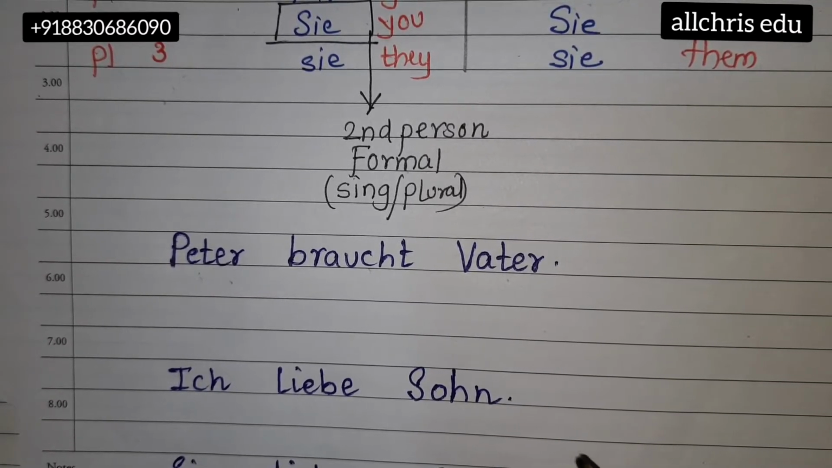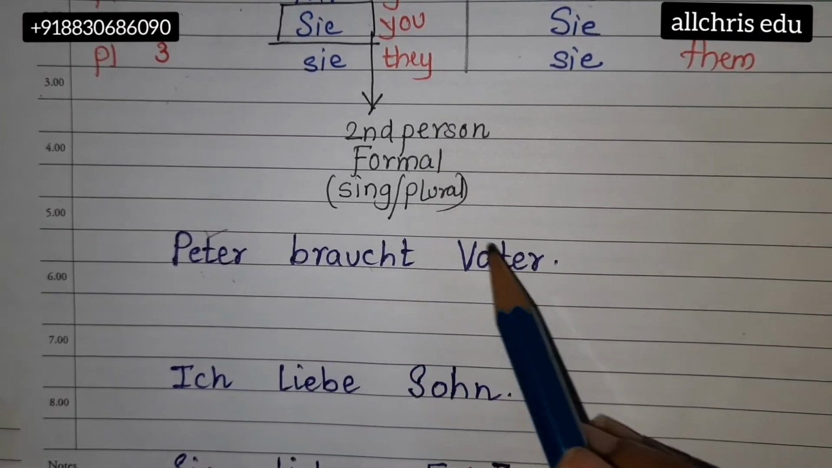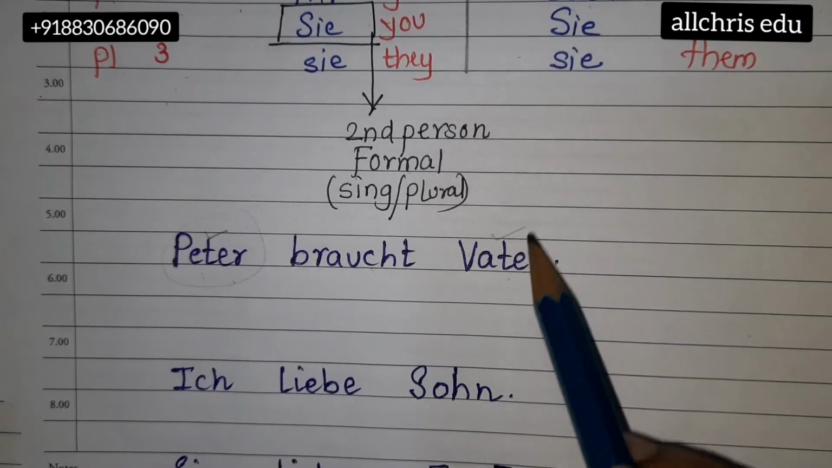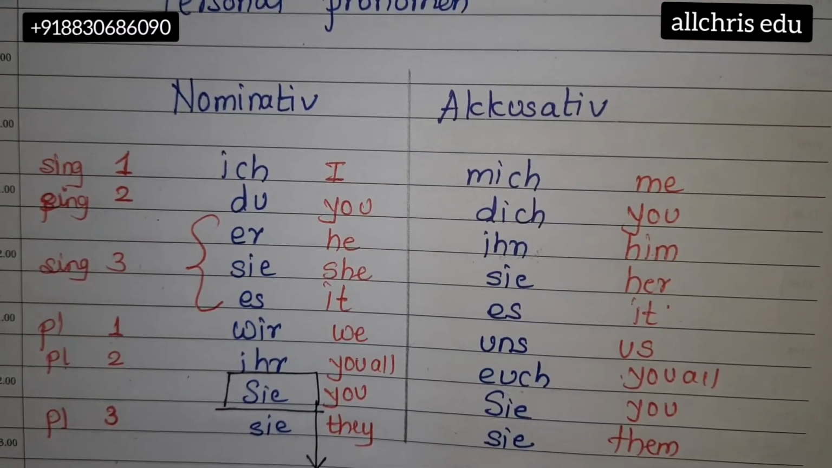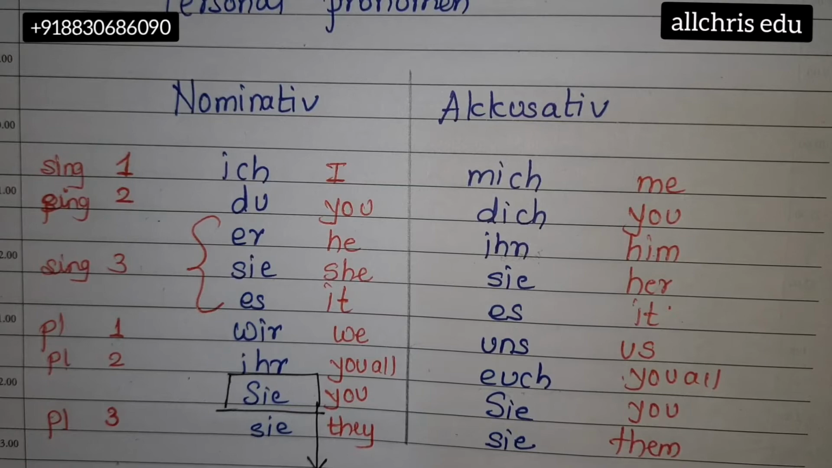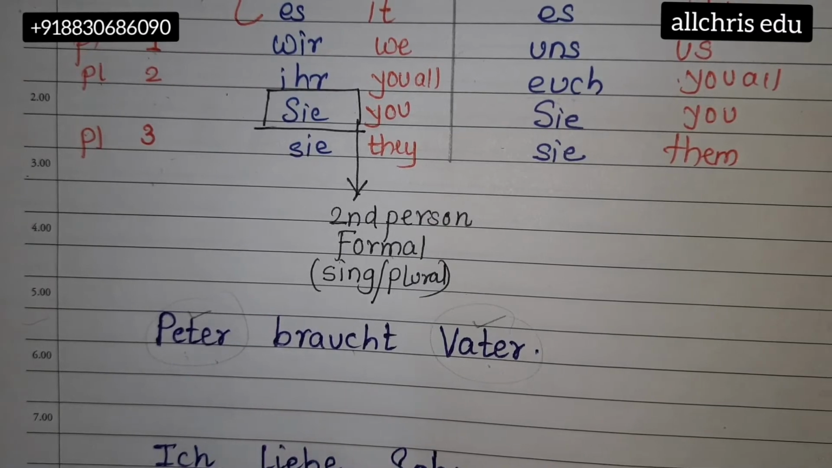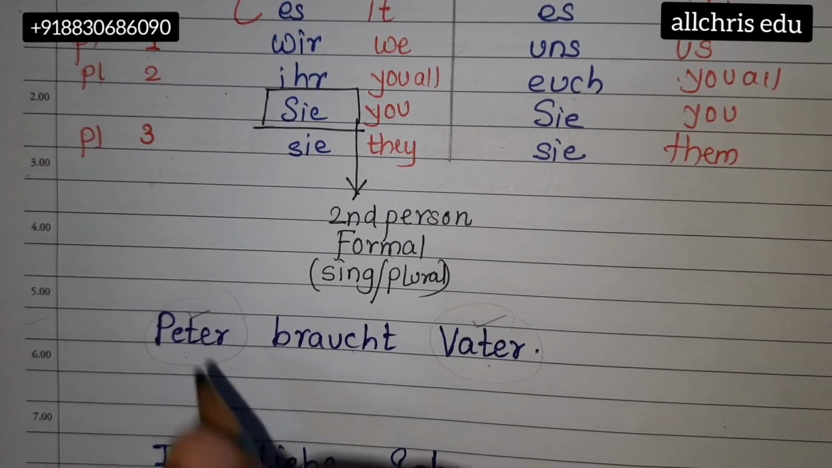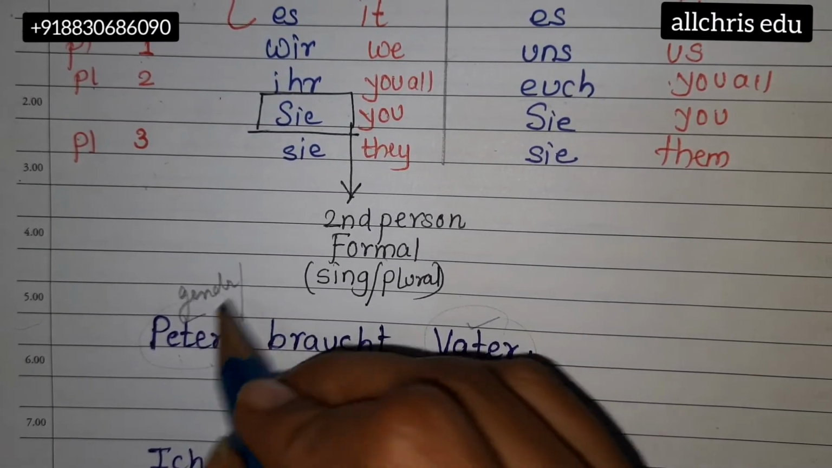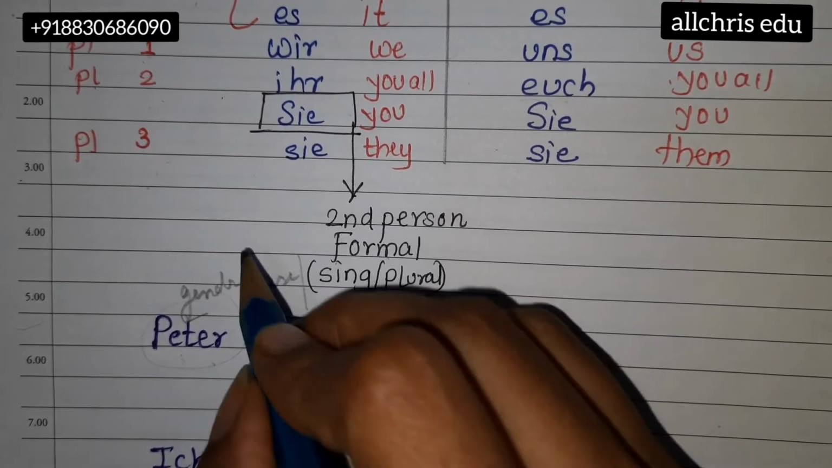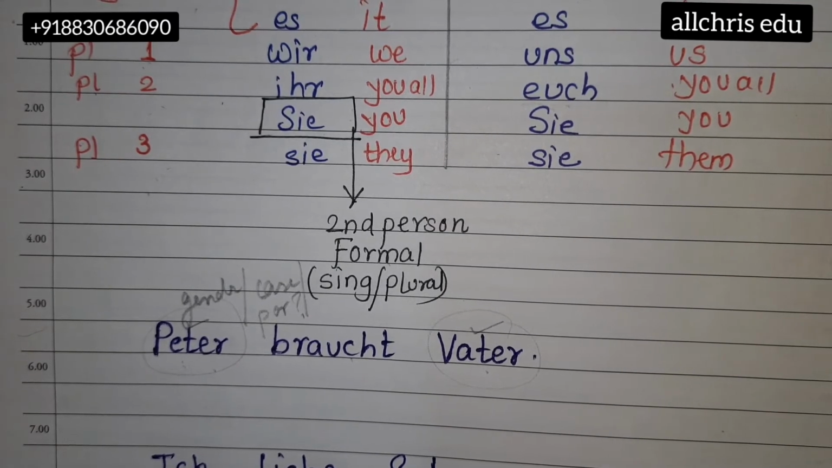So Peter braucht Vater. In this type of sentence, Peter is a noun and Vater is a noun. Instead of these two nouns, we will replace them with personal pronouns. You have many personal pronouns in front of you. Which one is suitable for Peter braucht Vater? For that you need to know which noun you are going to replace. That noun's gender is important, the noun's case is important, and which person it is: first person, second person or third person.